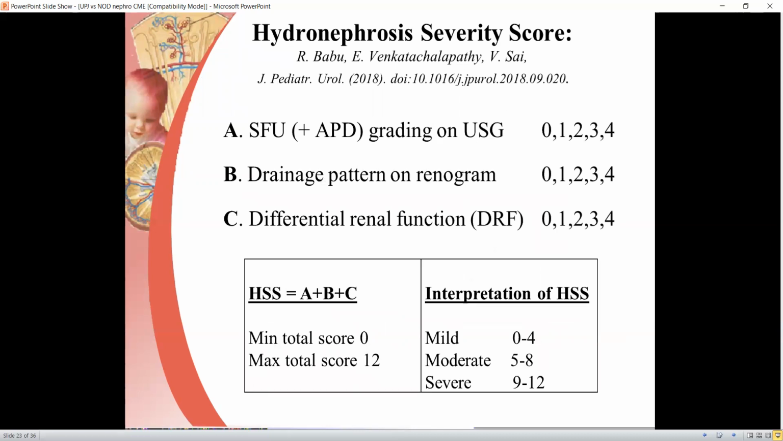We also published this hydronephrosis severity score in the year 2018. This basically combines ultrasound and renographic parameters. In the ultrasound, we looked at both SFU and APD grading, then drainage pattern, as well as differential renal function. And then when we combined, the maximum score was 12. And 9 to 12 is a severe hydronephrosis.